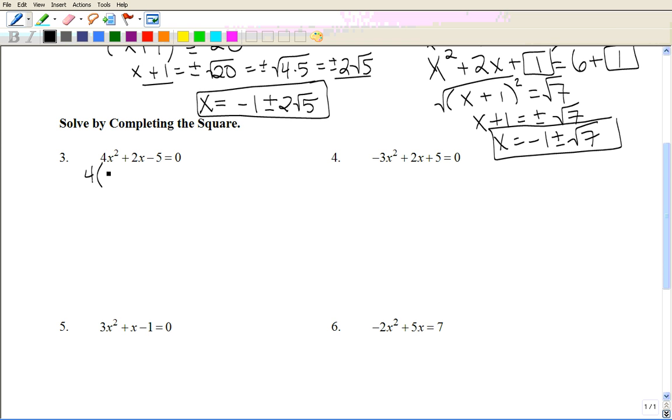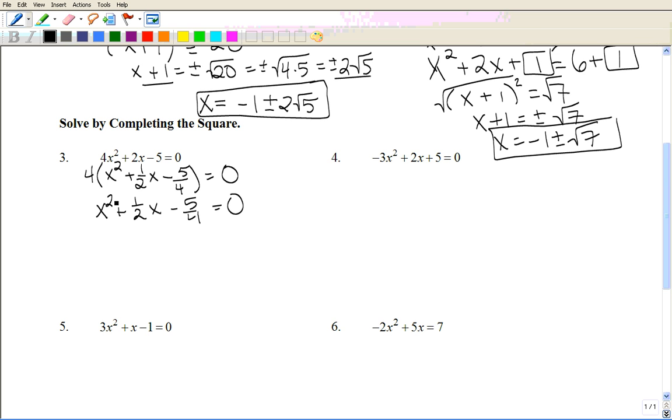So 4x squared divided by 4 is x squared. 2x divided by 4 is, instead of 2 over 4, we have 1 over 2x. So 2x divided by 4 is 1/2x. And then negative 5 divided by 4 is negative 5/4. Now I'm going to divide both sides by 4. So I'm left with x squared plus 1/2 x minus 5/4 equals 0.